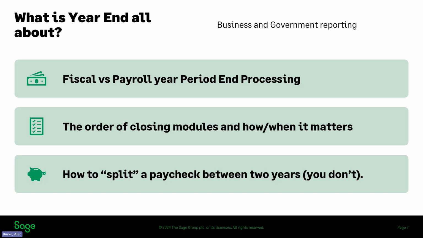Because of the modular nature of Sage 100 and the way that different modules will post to each other, as well as the majority of entries rolling up to the general ledger, there has long been a guideline to the order of closing modules. It's one of the articles I referenced, and I'm going to go ahead and pull that up now as well.